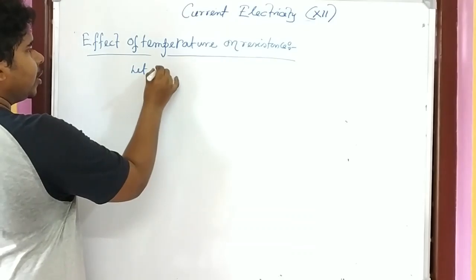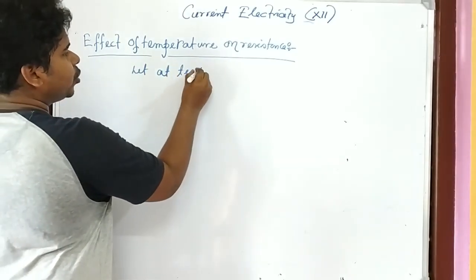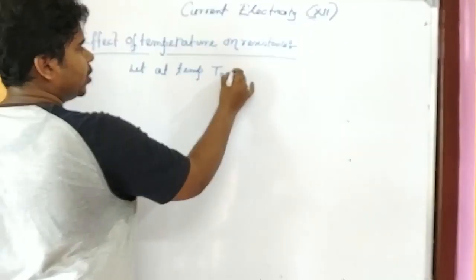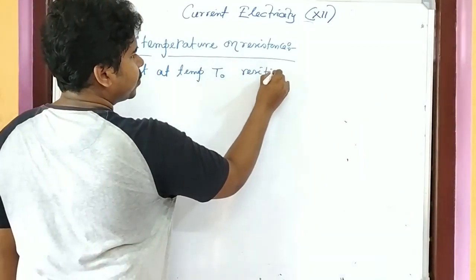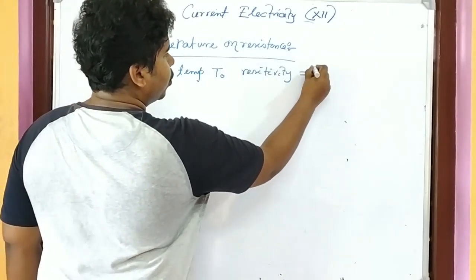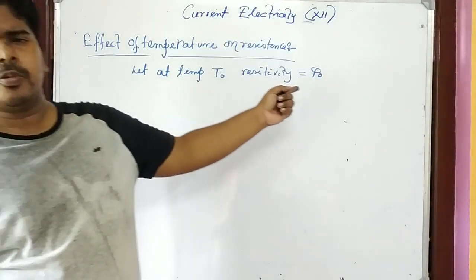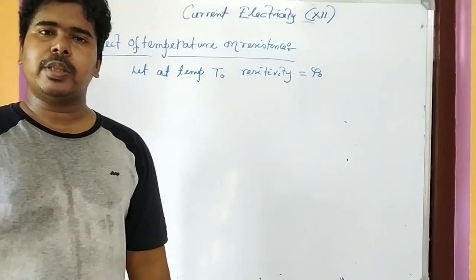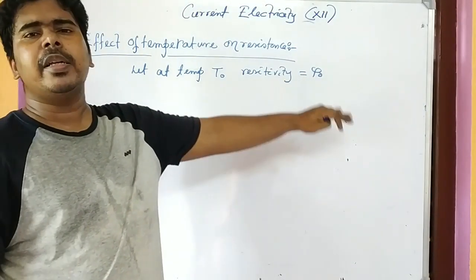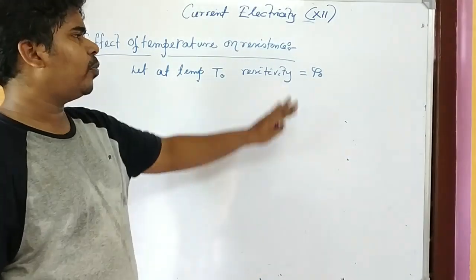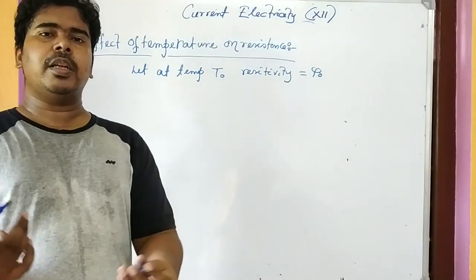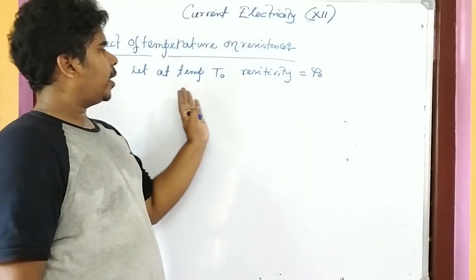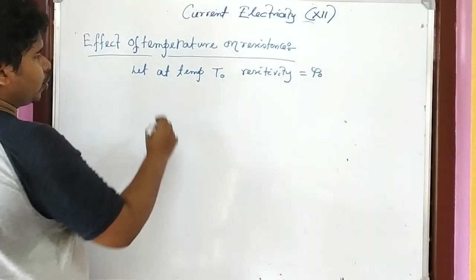Let at temperature T0, assume it is the initial temperature, the resistivity equals rho 0. Now you can ask, sir, why are we taking resistivity? The internal movements of the positive ions and the electrons are denoted by resistivity. That is the internal property. So as the collisions increase, the resistivity will change with temperature. So at temperature T0, the resistivity will be rho 0.